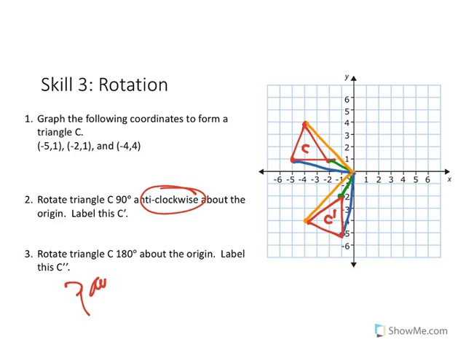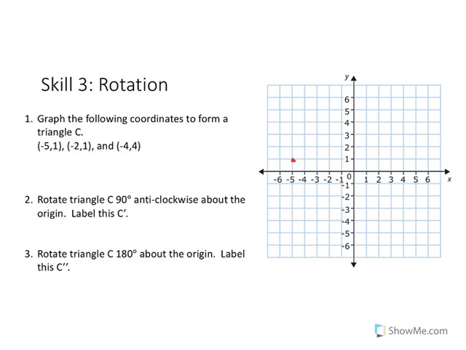Now finally, go ahead and pause and do the same thing with triangle C, which is our original triangle, 180 degrees about the origin. And usually the question that comes up is, do I go clockwise or anti-clockwise? If it's 180 degrees, it actually doesn't matter. Okay, so let's try this again. So you need to go 180 degrees. So basically we're going straight across.